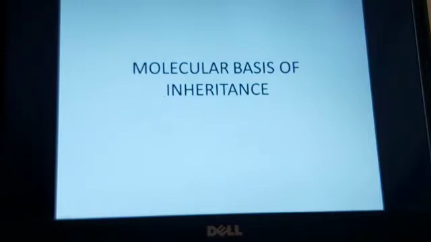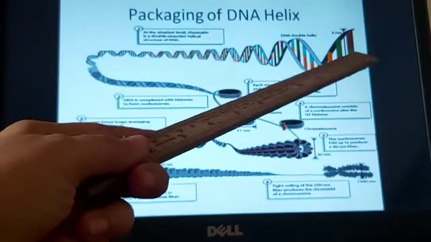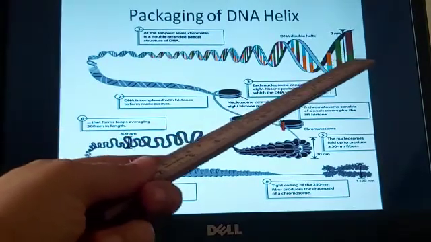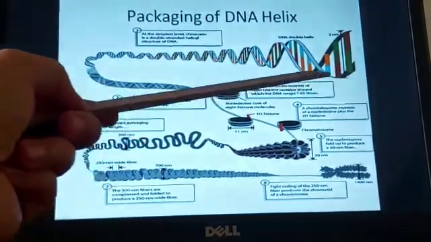Now from today's class onwards, we're going to start with a new topic, molecular basis of inheritance. Children, this particular topic starts with packaging of the DNA. That is the DNA that is present inside the nucleus in the case of eukaryotic cells. How exactly is this DNA packed inside the nucleus? Now here, in this particular diagram, we are starting with the double helical structure of the DNA, and these indicate your nitrogenous bases here, and this is the entire structure of the DNA.